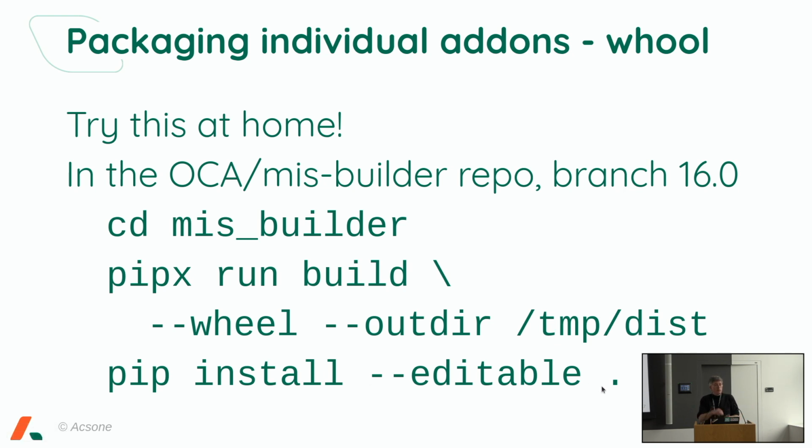You can also do an editable install of a single add-on. So if you go into the add-on directory, you type pip install minus e dot, the directory name. It will install the add-on in the Python path, so it will become immediately usable by the Odoo version that is available in your environment. You can already do that today, by the way, in the setup directory. Okay, so that's not very new. It's just a transition to using modern standards to do the same thing.